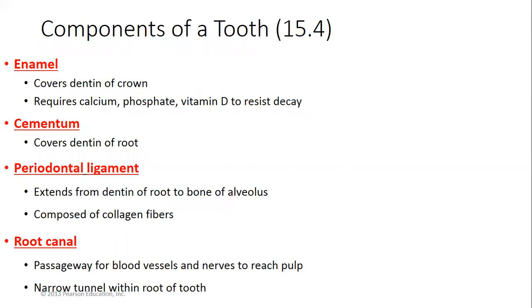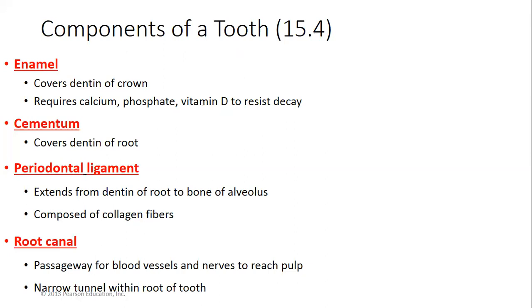And there are components of a tooth, like enamel, that covers the crown. Remember, the crown is the exposed part that you can see when you smile. And that enamel is important in protecting the dentin of the tooth. So if you've ever heard a dentist say that if you grind your teeth, you're wearing your enamel away, that exposes some stuff underlying that enamel in the dentin that can make the tooth sensitive or can cause decay.